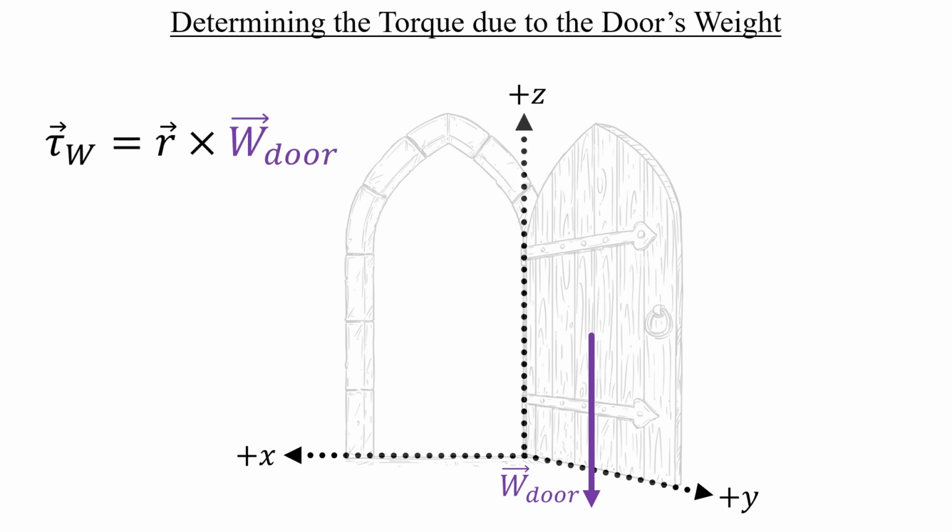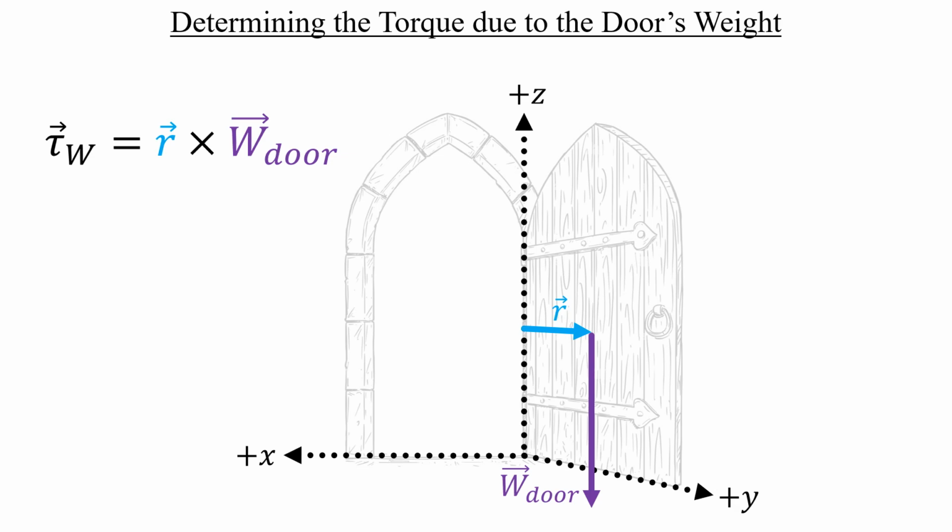Here I've introduced a weight vector and inserted that into our torque definition. The other piece that we need is the r vector, which is a position vector that points from the axis of rotation to the force vector, and that will be located here. In order to use these vectors in our new torque definition, we also need to know what their components are.